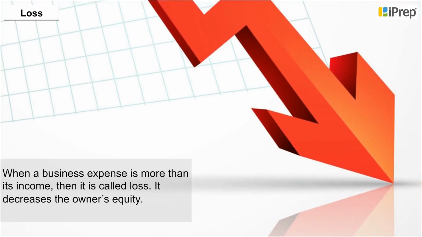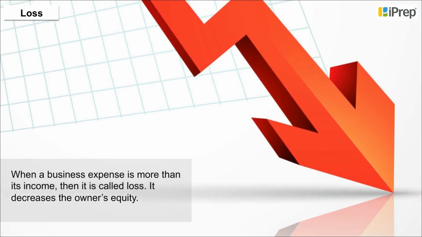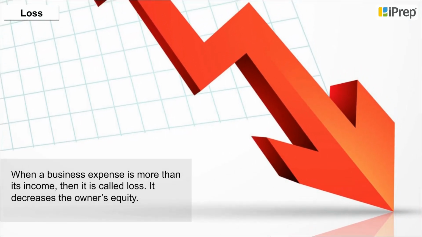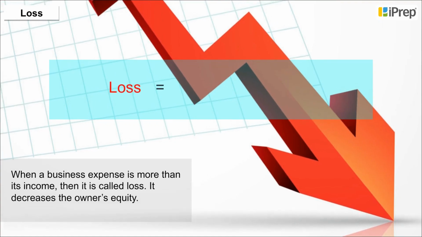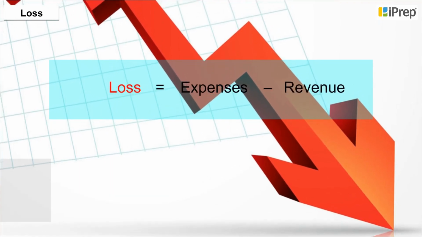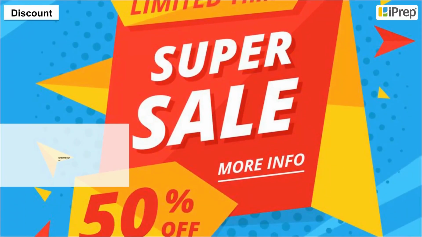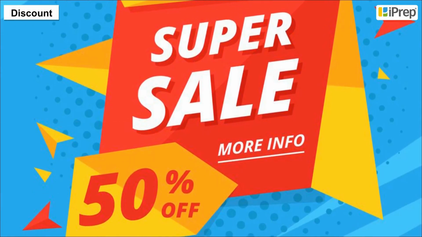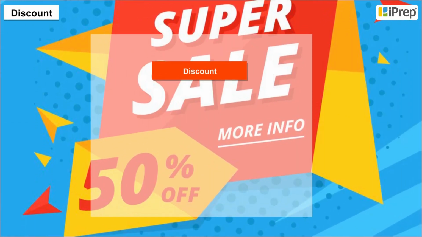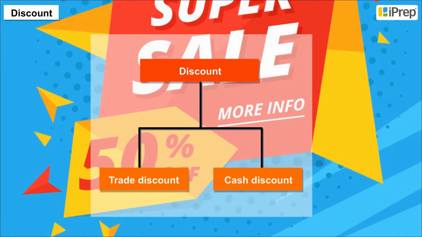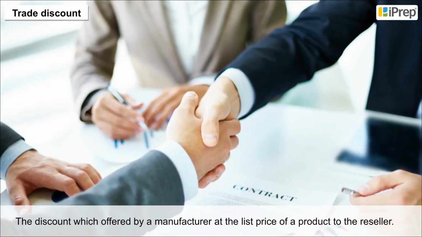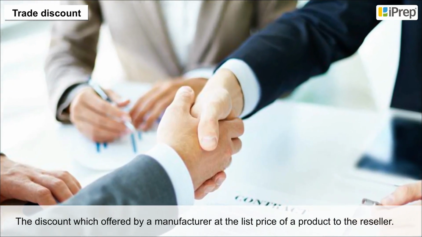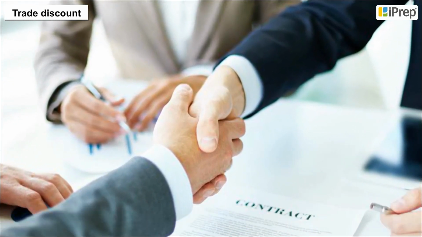Loss. When a business expense is more than its income, then it is called loss. It decreases the owner's equity. Loss is equal to expenses minus revenue. Discount. It is the reduction in the cost price of the goods sold. Broadly, the discount is divided into two types. Trade discount. The discount which is offered by a manufacturer at the list price of a product to the reseller.